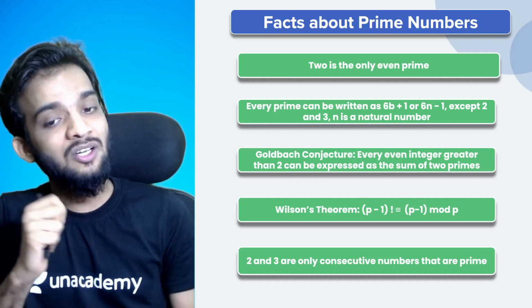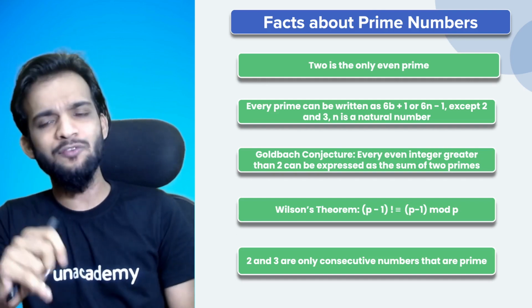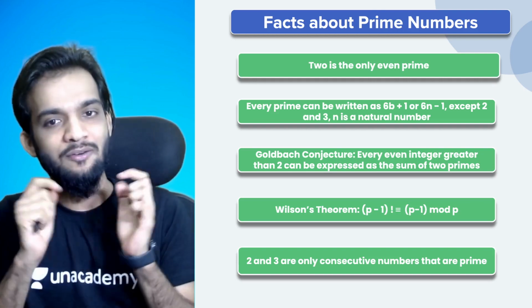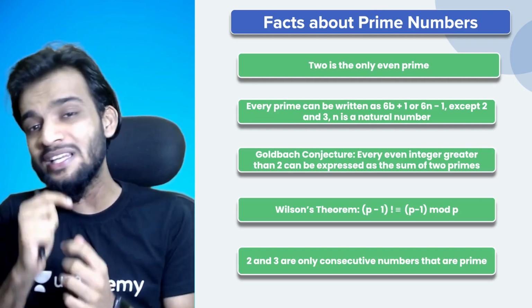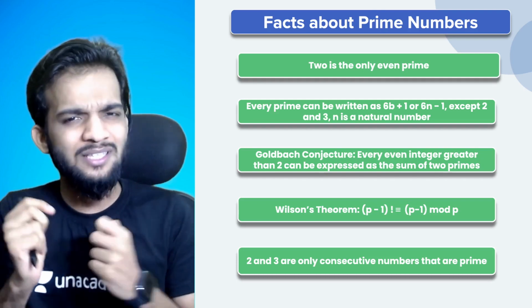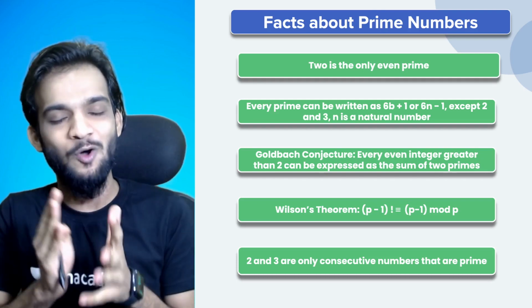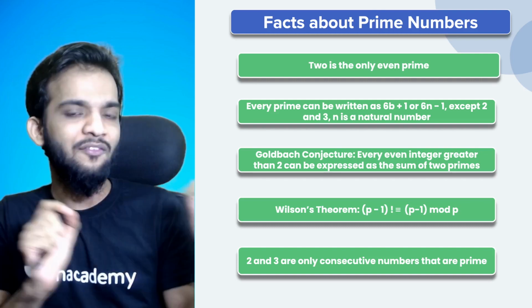Okay. Next, Wilson's theorem. I'll come to this afterwards. I have to use the blackboard in order to explain that. Let's come to the last fact. That is 2 and 3 are the only consecutive numbers that are prime. I think you don't know that, but right now you can observe that. Yes, 2 and 3 are the only consecutive primes that are available.